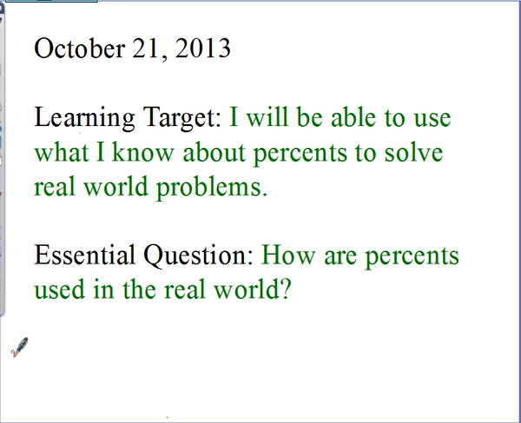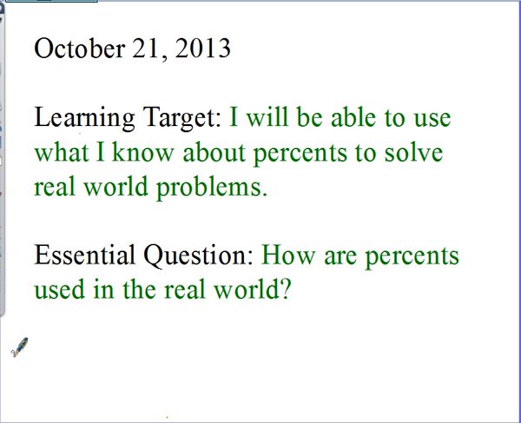And our learning target for Monday: I will be able to use what I know about percents to solve real-world problems. I mean, that's the main reason we're studying math, is so that we can solve real-world problems. How are percents used in the real world? That's our essential question. We've been talking for about a week about how percents are all over in the math that we do. They are also very prevalent. They're all over in real world math. Okay, pause the video, copy that learning target and essential question, and then get back to me.